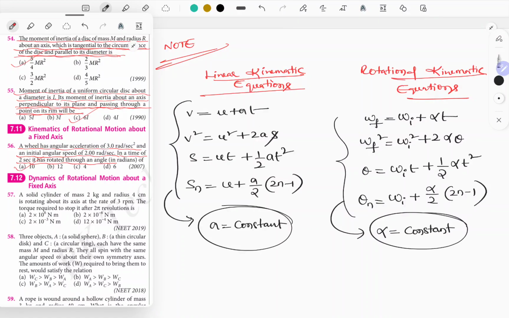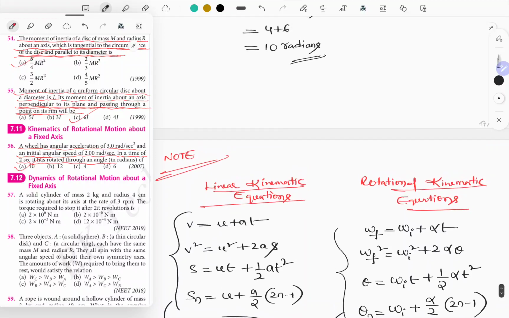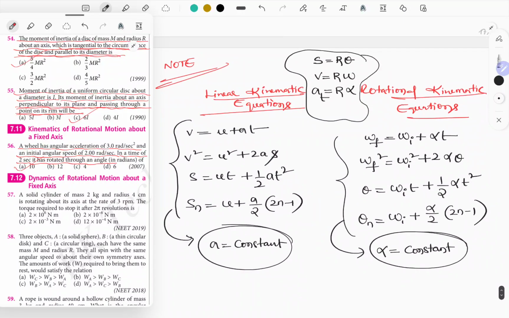And I would like to give one more relation between linear and angular terms. Linear displacement is equal to r times angular displacement. Linear velocity is equal to r times angular velocity. And linear acceleration is equal to r times angular acceleration, and this linear acceleration is tangential acceleration. Hope you know this representation. Very good.